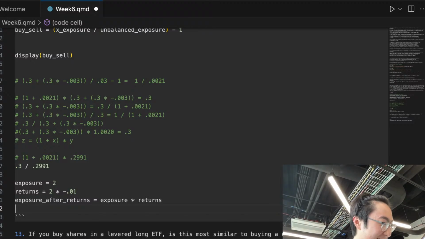Okay, so how much should the fund buy or sell to rebalance the fund's exposure?